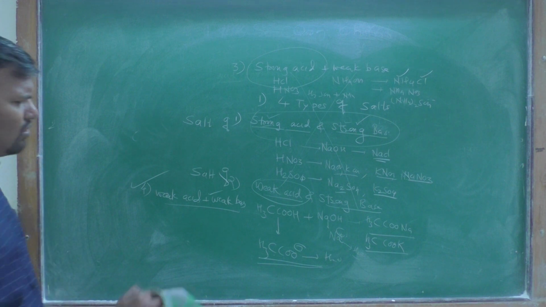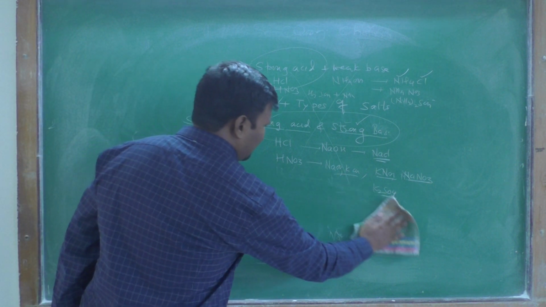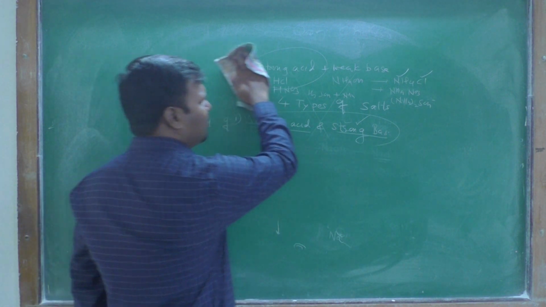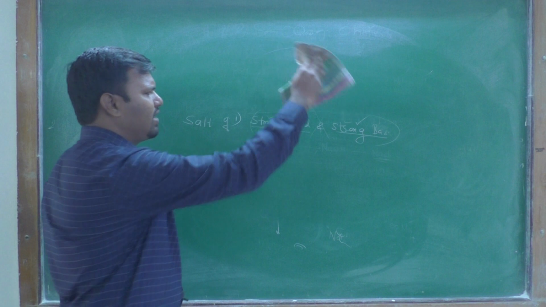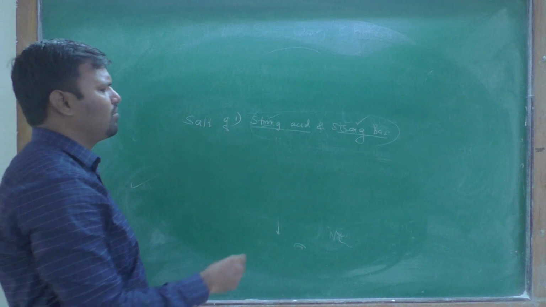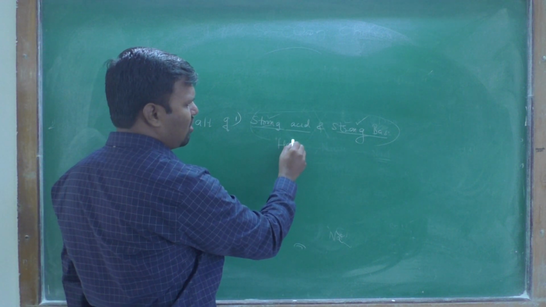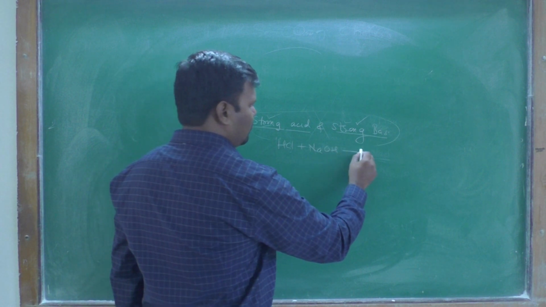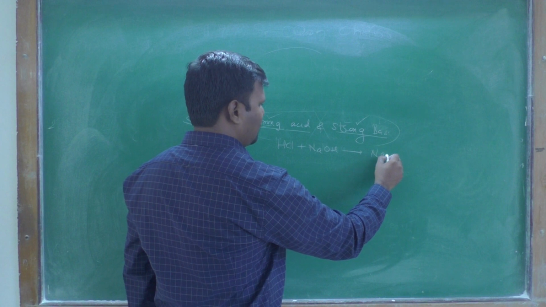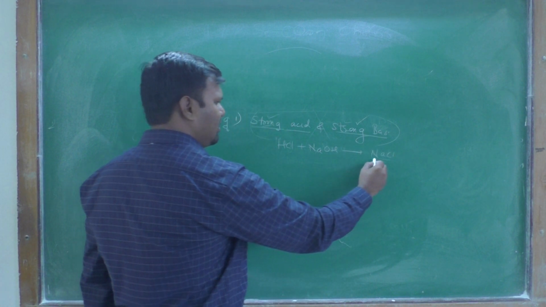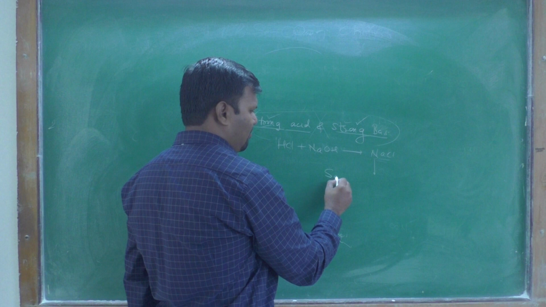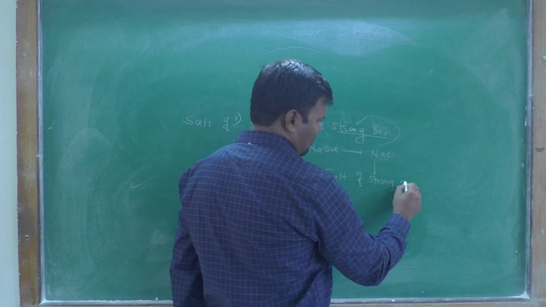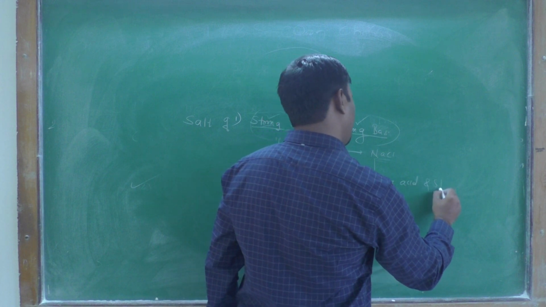Okay, now we will study the hydrolysis of the salt of strong acid and strong base. We have the example: when strong acid is mixed with strong base, you will obtain the salt NaCl, and that NaCl salt is called the salt of strong acid and strong base.